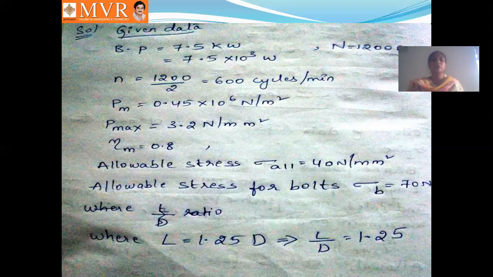P_m is equal to 0.45 Newton per mm square. We have to convert it into meter square, so we take 0.45 into 10 to the power of 6 Newton per meter square. P_max is equal to 3.2 Newton per mm square. Mechanical efficiency is equal to 0.8. Allowable stress is 40 Newton per mm square. Allowable stress for bolts, sigma_b, is equal to 70 Newton per mm square, where L by D is equal to 1.25.